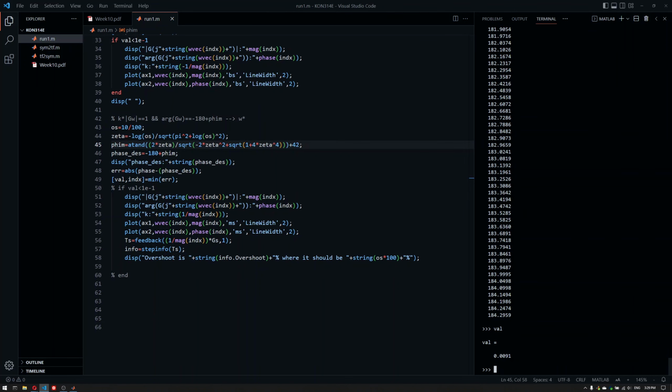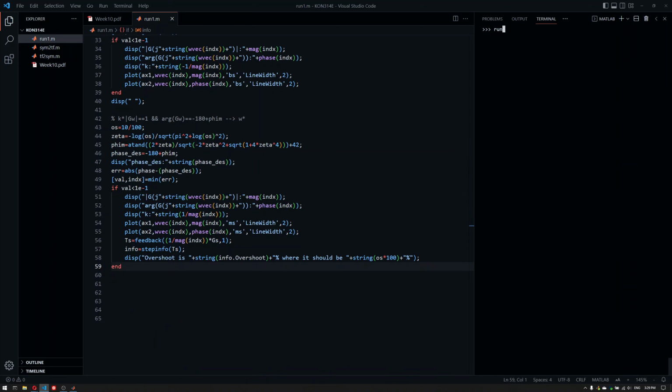Let's see if the value hits. Oh, it hits, so maybe we can open it up back. Since we are only interested in the overshoot value, this should suffice. So let's see. There we go. So that's basically our solution here.